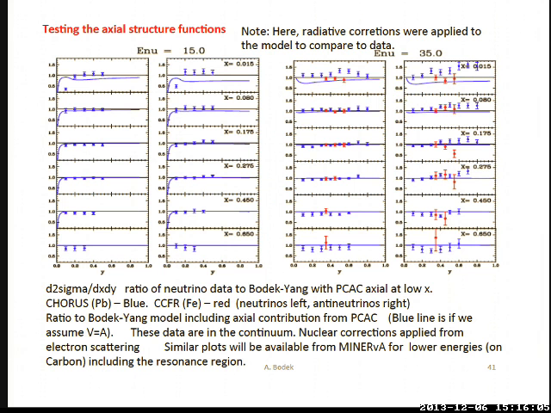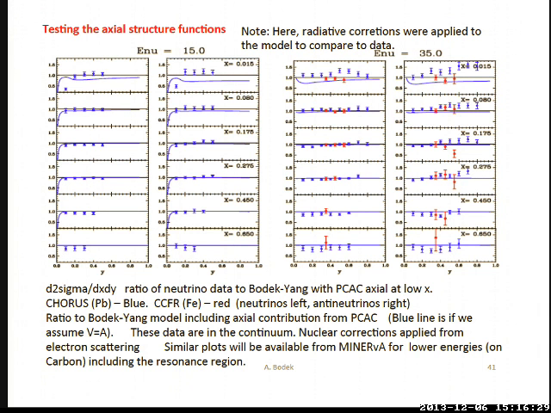And the fact that I showed you that the vector is very close to the axial down to Q squared equal to 0.2 means to me that R vector should be similar to R axial down to about 0.2, where things begin to totally break down. And there, R could be different. Yes, it could be different. They are equal down to 0.2.